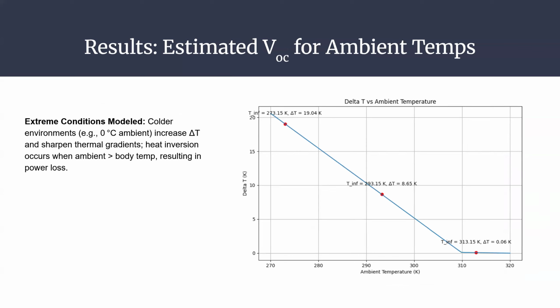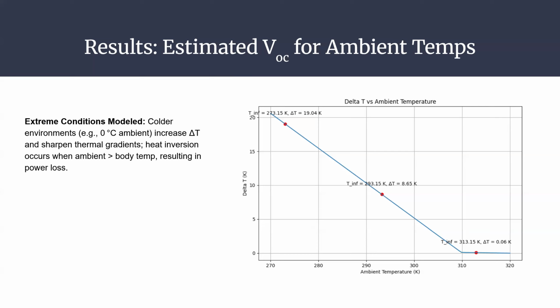From the simulation above and the linear equations that we have set up, we were able to plot this relationship between the delta T and the ambient temperature to test our systems under extreme temperature conditions. As you can see here, the colder environments at 0 degrees C increase the delta T and sharpen the thermal gradients, which allows us to achieve a 19.04 Kelvin temperature difference.